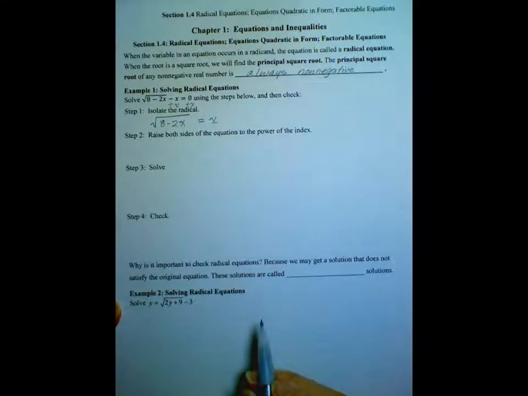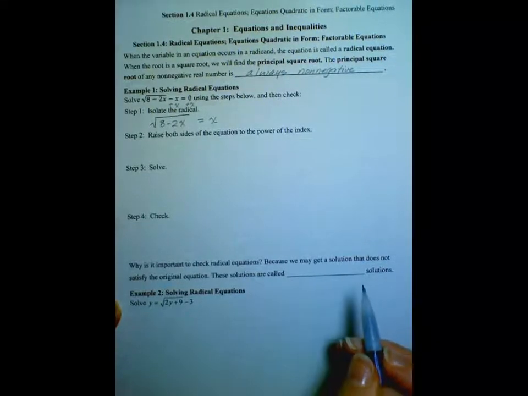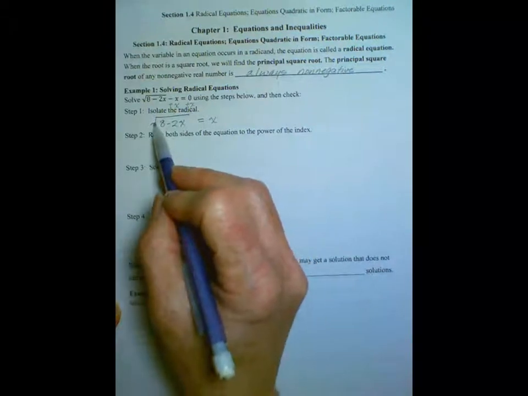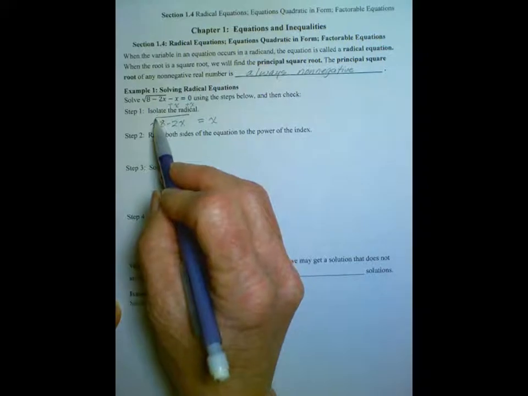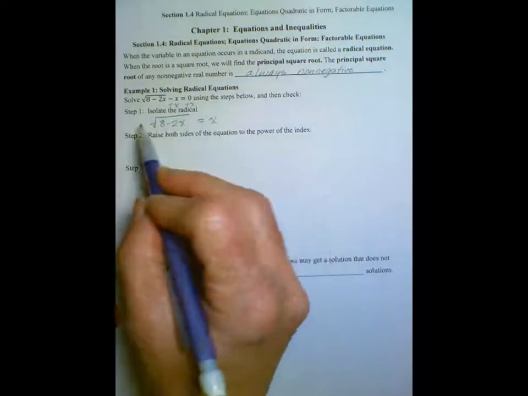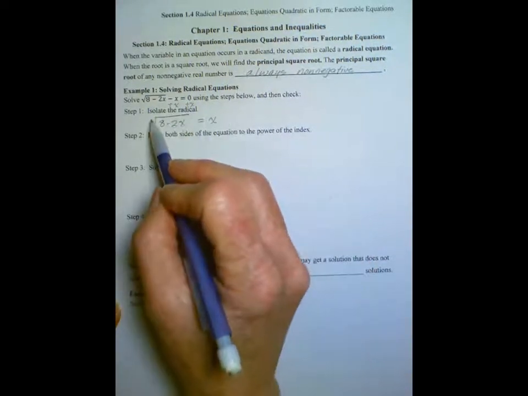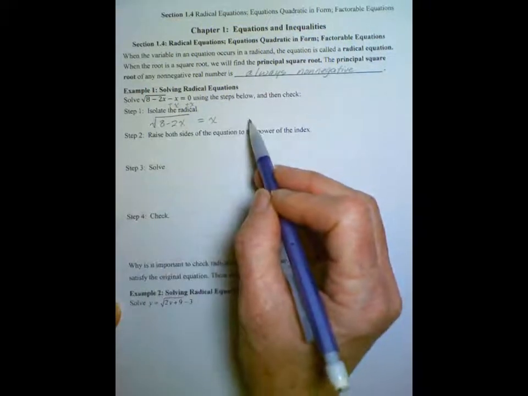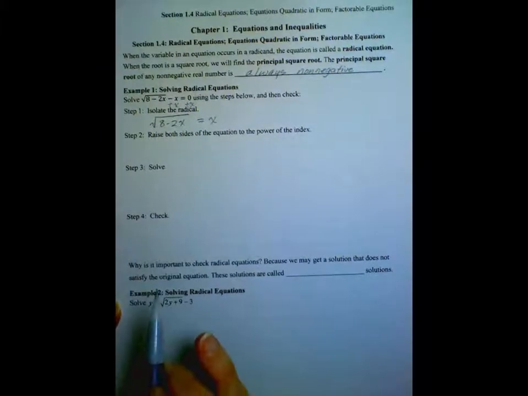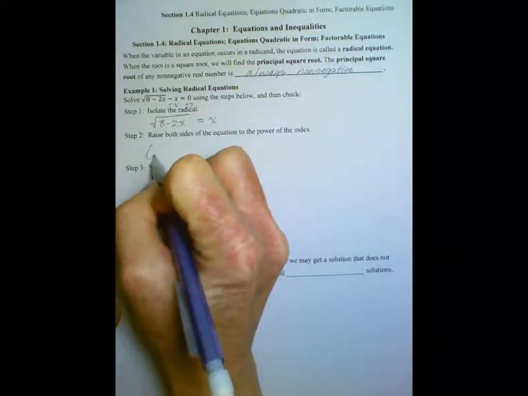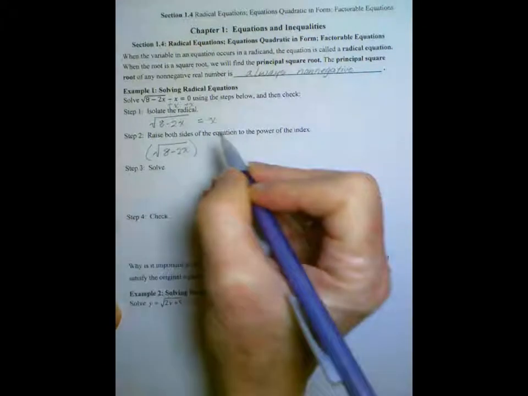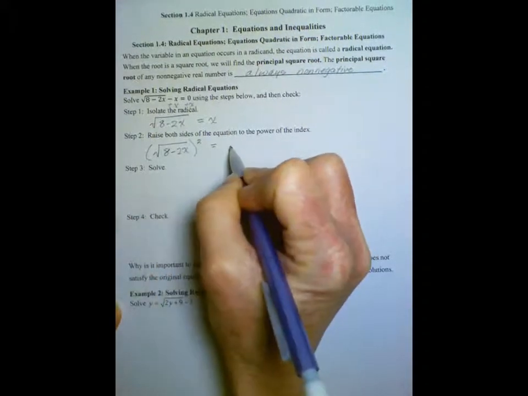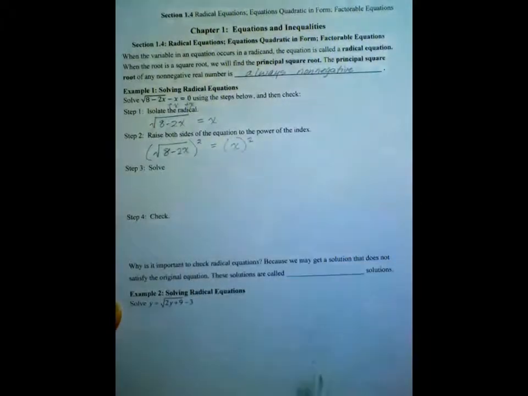Step 2, raise both sides of the equation to the power of the index. Remember what the index is. That's the root here. So when there's nothing written, of course, we know that's square root, or 2. But if it had been cube root, we'd have a 3, and we'd raise both sides to the 3rd power. If it had a 4, we'd raise both sides to the 4th power. But we know it's square root, so we'll raise both sides to the 2nd power. So the square root of 8 minus 2x squared and x squared.